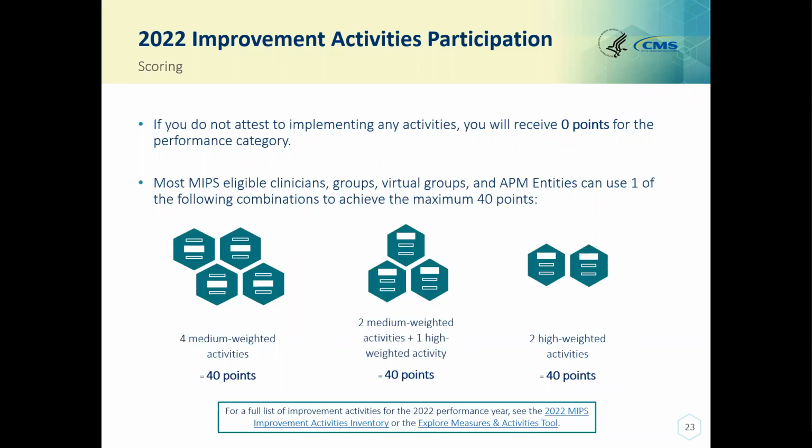So for the scoring, this goes over a little bit of how you can mix and match the different activities to achieve the 40 points. But the big thing is, if you don't attest to implementing any activities, you'll receive 0 points for the performance category. And we don't want that to happen. So down below, it gives you an idea. For instance, the first one is you could do 4 medium weighted. You can mix and match and do 2 medium weighted plus 1 high, or 2 high weighted. So there are many ways that you can mix and match the improvement activities to be sure that you're going to get your 40 points. Next slide, please.